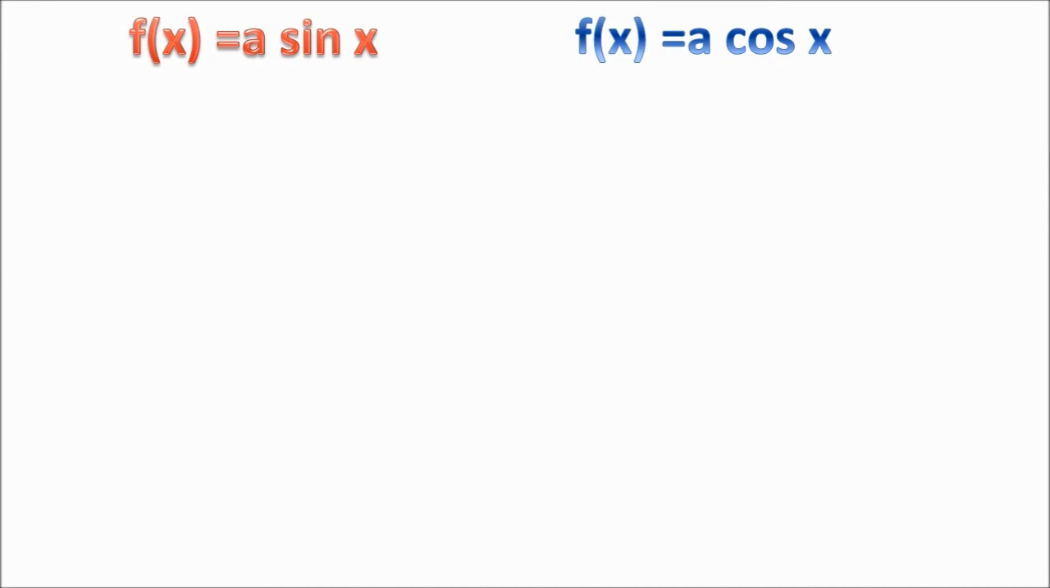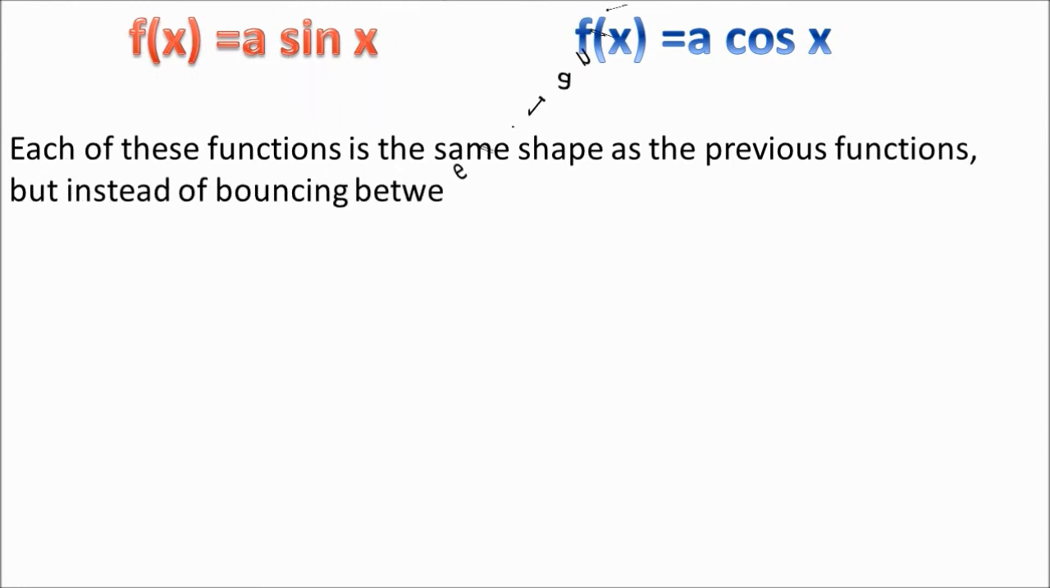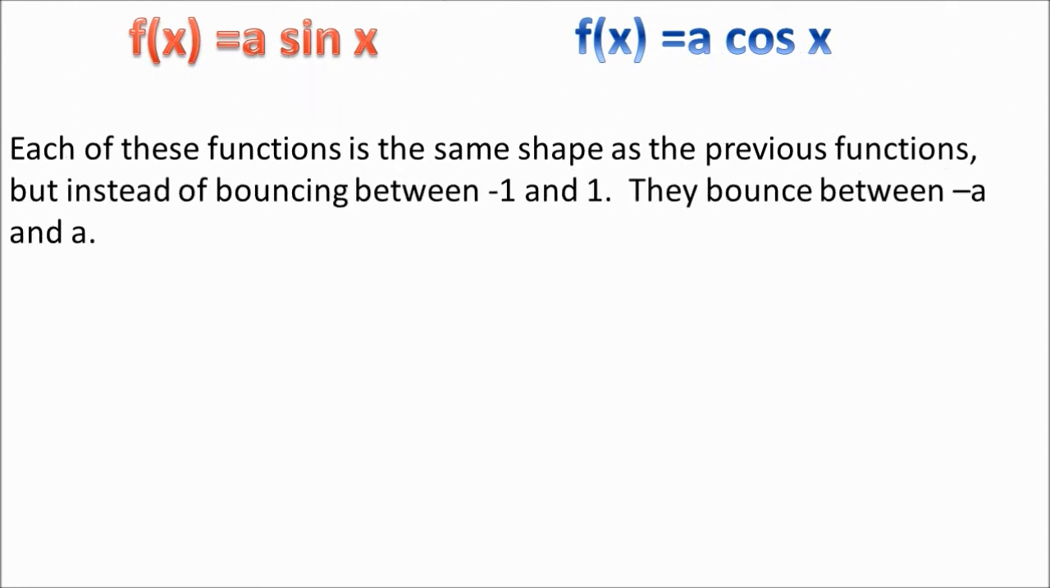Now we have f of x equals a sine x and f of x equals a cosine x. You'll see what's different now is I have an a out in front of the sine and an a out in front of the cosine. They weren't there before. That a represents the amplitude. So each of these functions is the same shape as the previous function. So a sine x is the same basic shape as sine x, and a cosine x is the same basic shape as cosine x. But instead of going back and forth between -1 and 1, they go between -a and a.